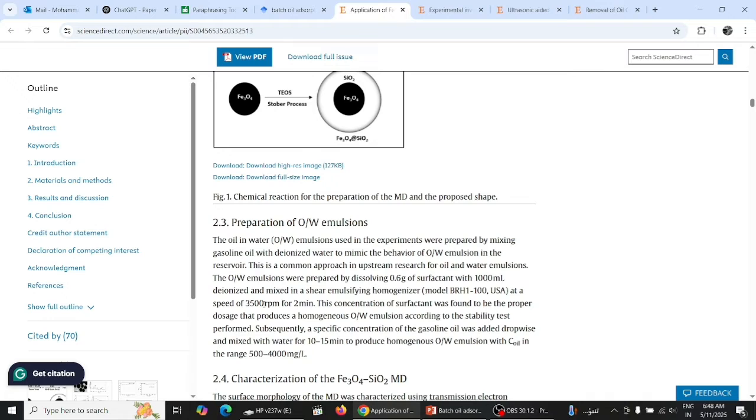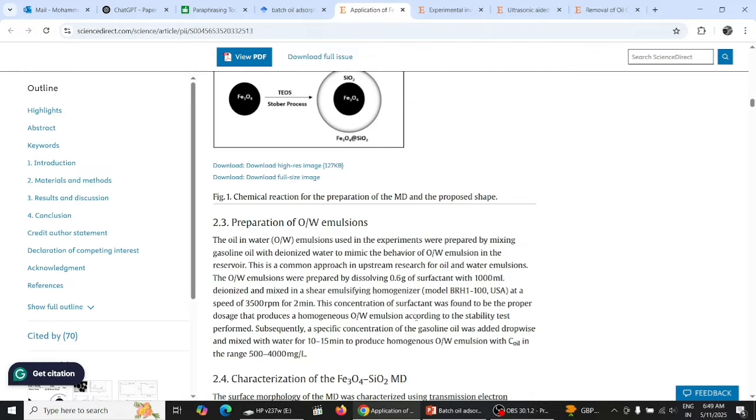So here I have used around 1000 rpm overnight in my case, and this concentration of surfactant was found to be the proper dosage that produces a homogeneous emulsion. So I have taken 20 milligram. We can vary and check which ratio gives a better bonding of oil with the water. This concentration of surfactant was found to be proper, producing a homogeneous, or you can say well mixed or well dispersed emulsion, according to the stability test performed.